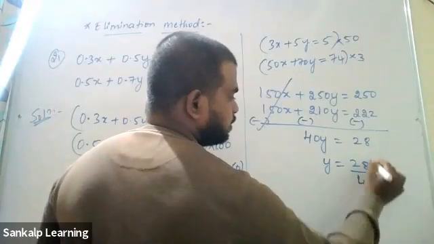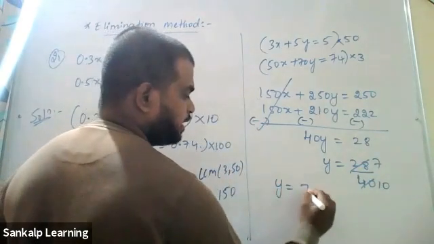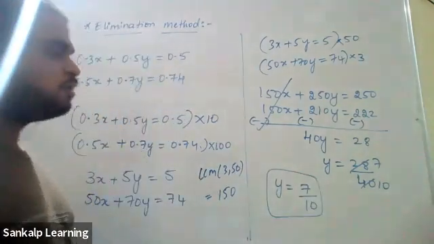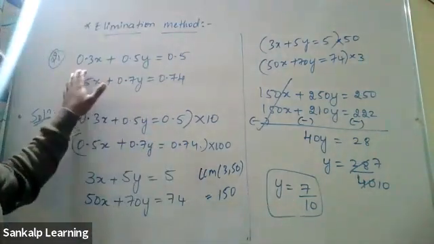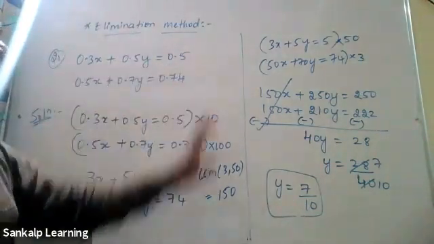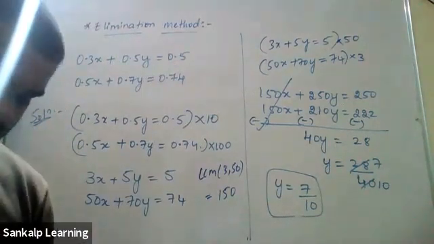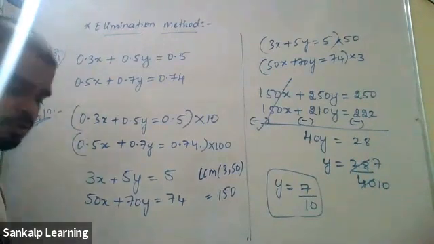It goes in the 4 table. 4 7s are 28, 4 10s are 40. Therefore, y is equal to 7 by 10. You can also write it as 0.7. Not an issue. It's left to you. Once you get the value of y, substitute in the first equation and find the value of x. Make it fast. Let's do one more problem.